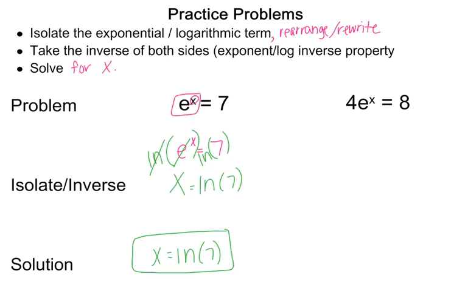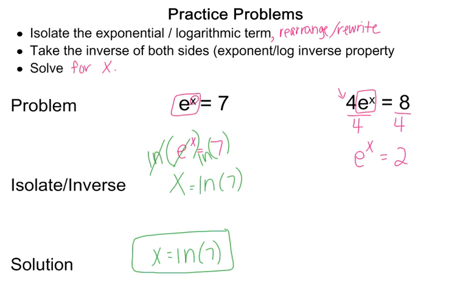Next example. 4e to the x equals 8. Make sure we're isolated and written in an appropriate form. E to the x, that's the only thing that has an exponent applied to it, so that's what I want to isolate. Is that term isolated? No, because this 4 is hanging out of the way. So how do we cancel that out? Divide both sides by 4. So we end up with e to the x equals 2.